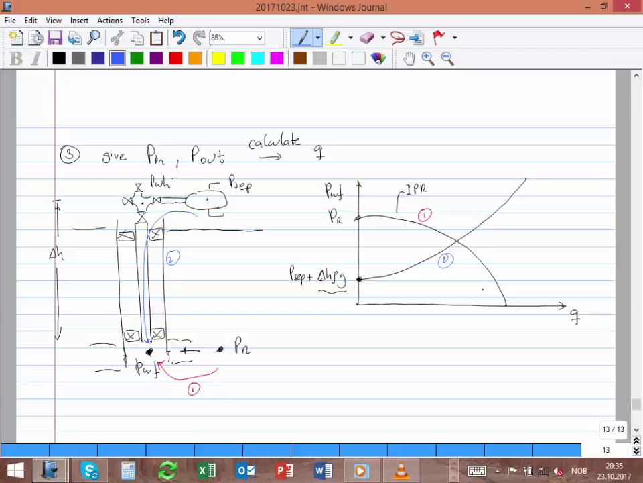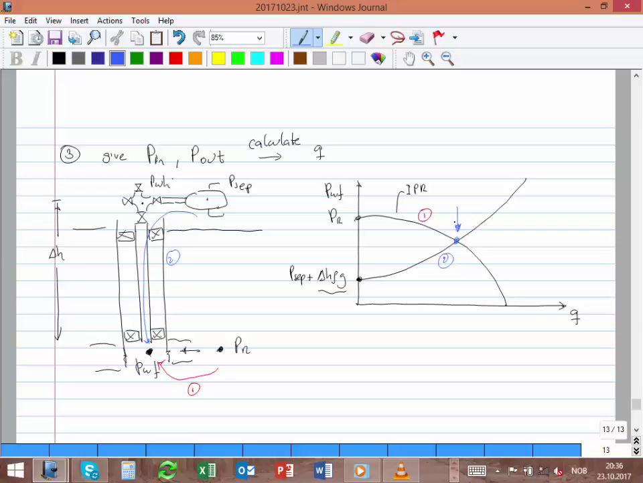No matter how you look at it, if you look at it from here or from here, it should be the same point. It should be the same pressure. And there is only one point where that happens. Where is it? The intersection. Exactly here.